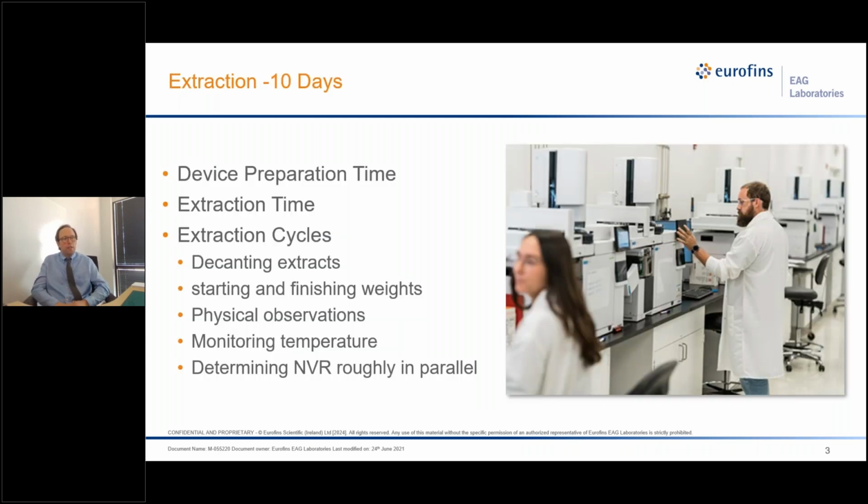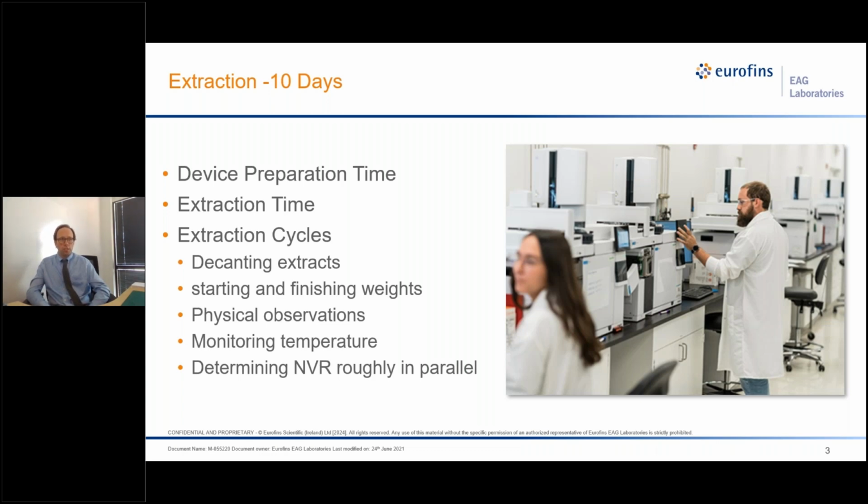On the extraction, this is going to take about 10 business days, and this includes device preparation time as well as the extraction time. We're going to be performing a series of extraction cycles because this is an exhaustive device. For each of those, we have to prepare the extract, run it, decant the extract, and then refresh the extraction vehicle. We're taking starting and finishing weights to make sure that we're not losing solvent. We're taking physical observations and recording those, maybe taking images as well to show the device before and after extraction, so we can see if there's any visible change in the device.